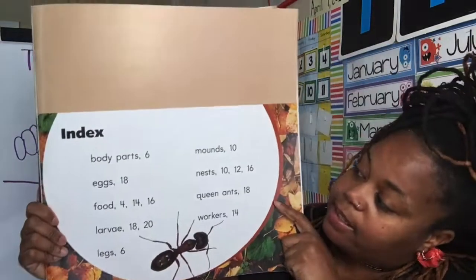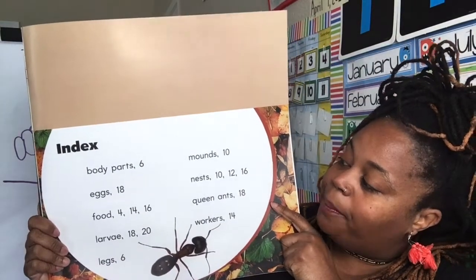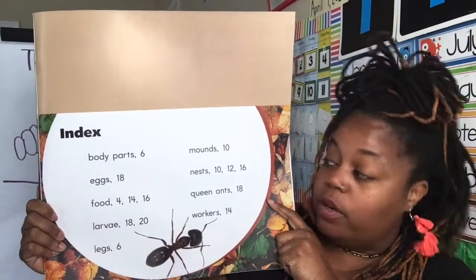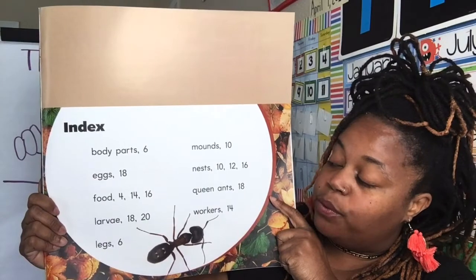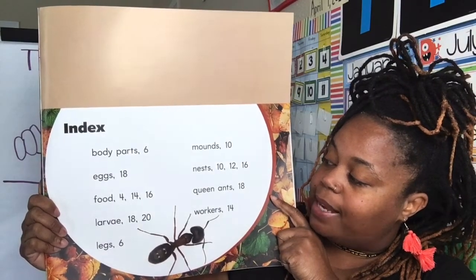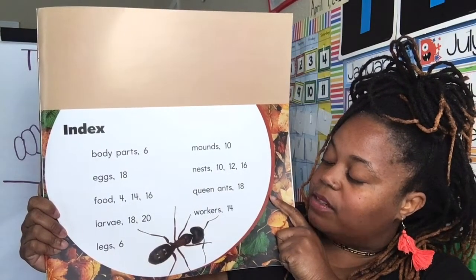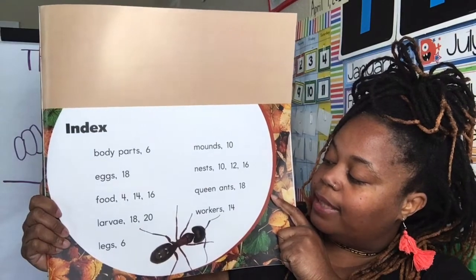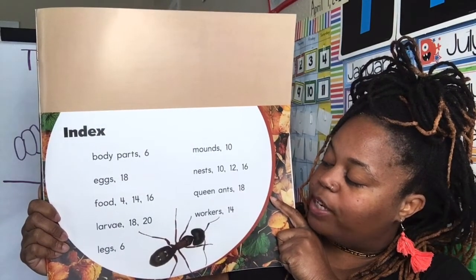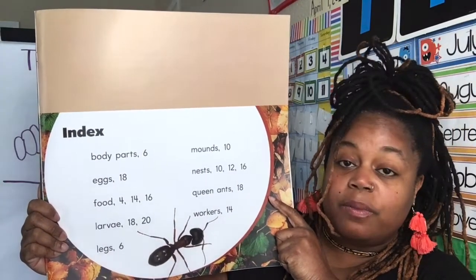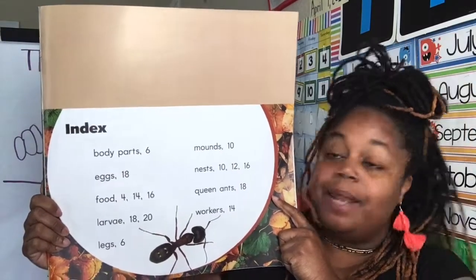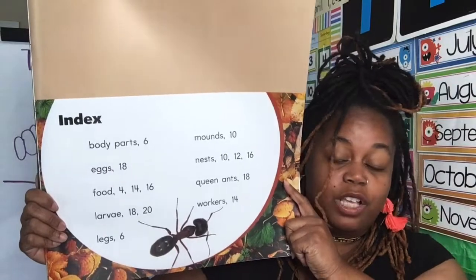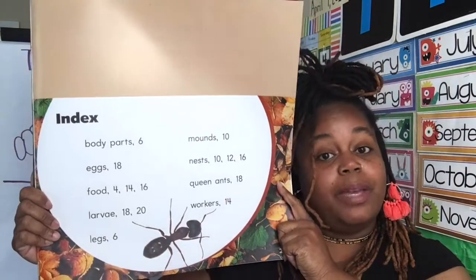Here's the index. The index tells you what page everything is on. So body parts are on page 6, eggs are on page 18, food is on pages 4, 14, and 16, larvae is on pages 18 and 20, legs is on page 6, workers is on page 14, queen ants is on page 18, nests is on page 10, 12, and 16, and mounds is on page 10. So that means that on those pages you will find information about those topics.